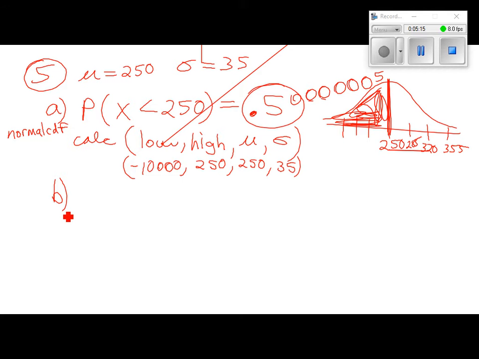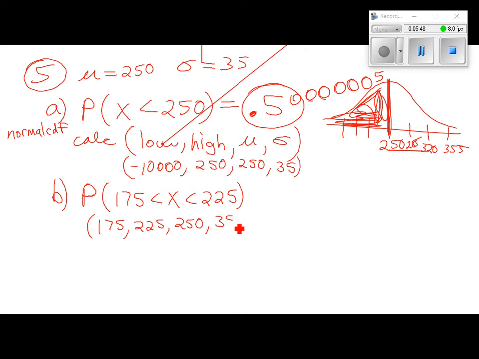Part B says, find the probability that the utility bill is between $175 and $225. So 175 to 225. What would we put in the calculator this time? Normal CDF. Go ahead: 175, 225, 250, and 35. Some of them on the test, I'm going to ask you to draw this. Some of them it won't.